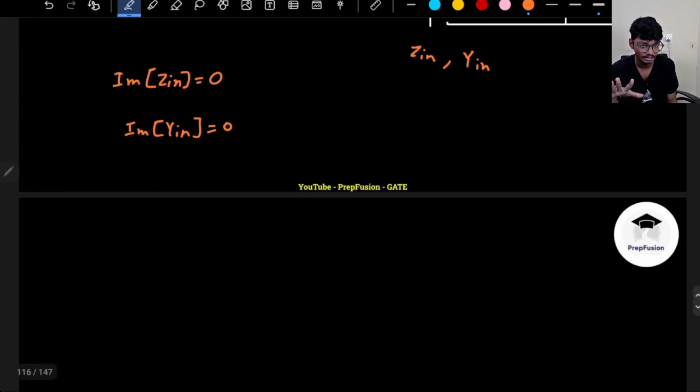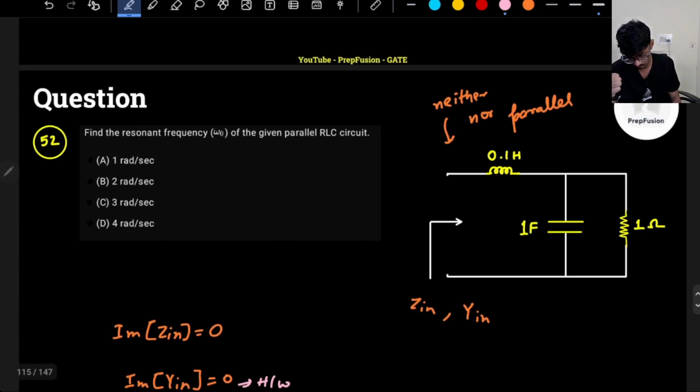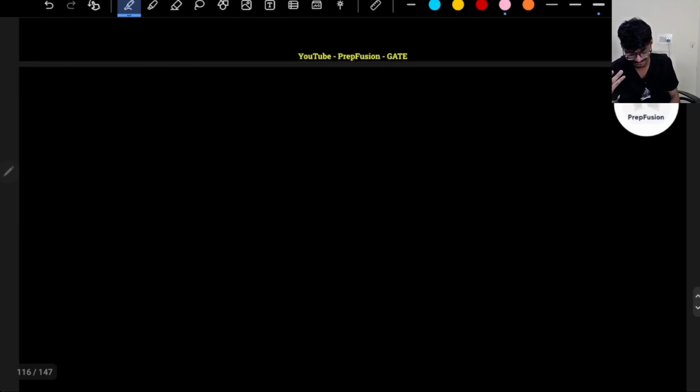So I am doing impedance here because this one is slightly easier. It is a series element. Admittance will be slightly messy here, so that's why I am choosing impedance. But admittance also you can do. That is the homework for you. You try it with the admittance. I will do it with the impedance. So let's assume it is at the resonant frequency.